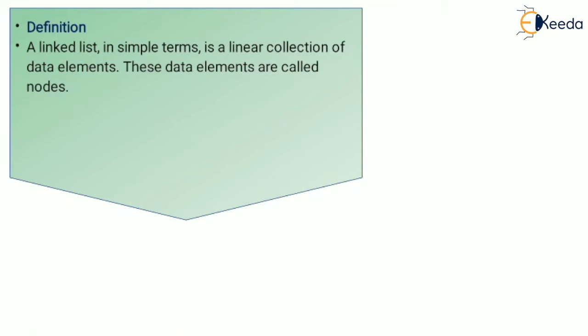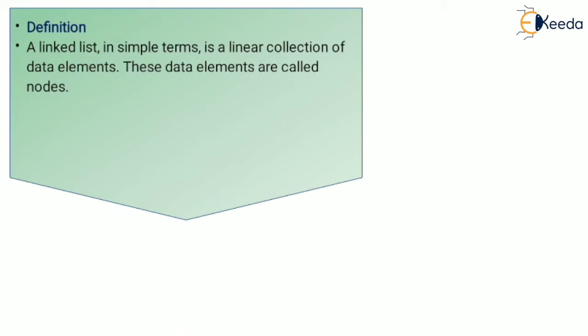A linked list, in simple terms, is a linear collection of data elements. In a similar manner, we are also focusing on the linear collection, and these data elements are called nodes. Now here we are creating the nodes. We are not only storing the element, but we are storing something else with the element.